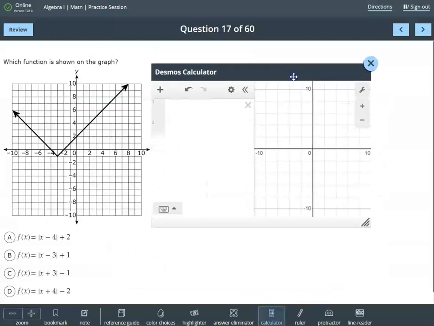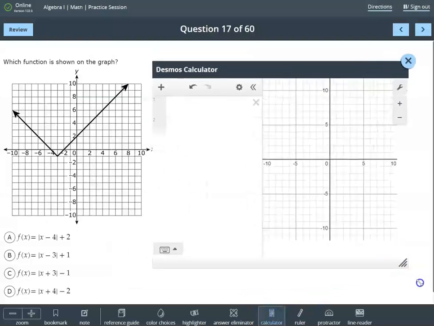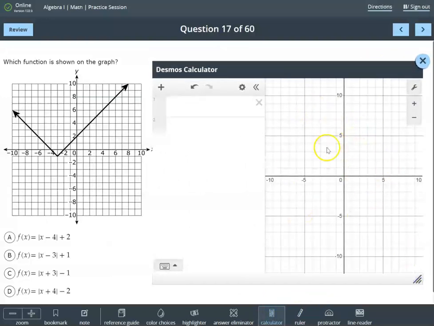Move this over, and I'm going to enlarge it. Now you might want to make this look exactly like this graph, but for this particular problem, I don't think that's going to be necessary, so I'm going to skip that part. And I'm just going to type in the first answer choice, which is A.